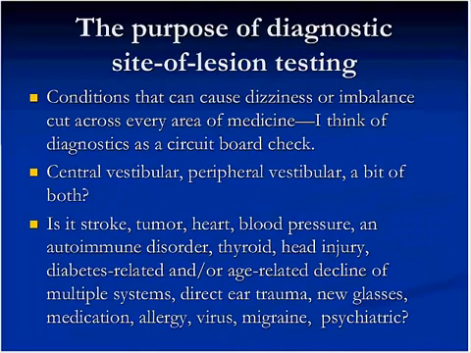So the purpose of our diagnostic site of lesion testing is to try to determine what the cause of the dizziness is, because dizziness and imbalance cuts across every area of medicine. So I think of our diagnostics as a circuit board check. We want to know, is this a central vestibular problem, a vestibular problem, or a bit of both? Is it stroke or tumor? Is it heart, high blood pressure, an autoimmune disorder, thyroid problems, head injury? It can be migraine, psychiatric, just a whole host of problems can come into play.